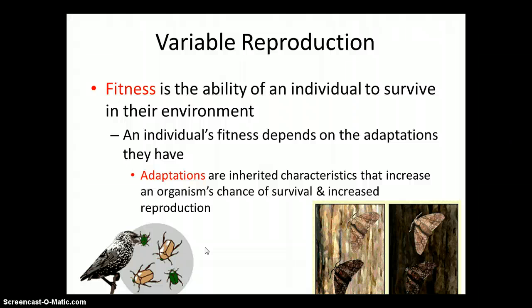So in this case, before the Industrial Revolution, it was an adaptation to have light-colored wings. After the Industrial Revolution, or during the Industrial Revolution, it was an adaptation to have dark-colored wings. Because in each of these situations, the characteristic was inherited. It increased the chance that the organism was able to survive because it blended in, and it also increased their reproduction.